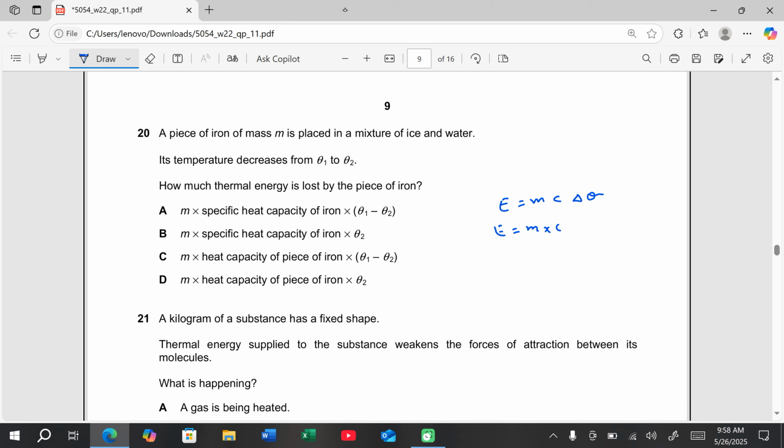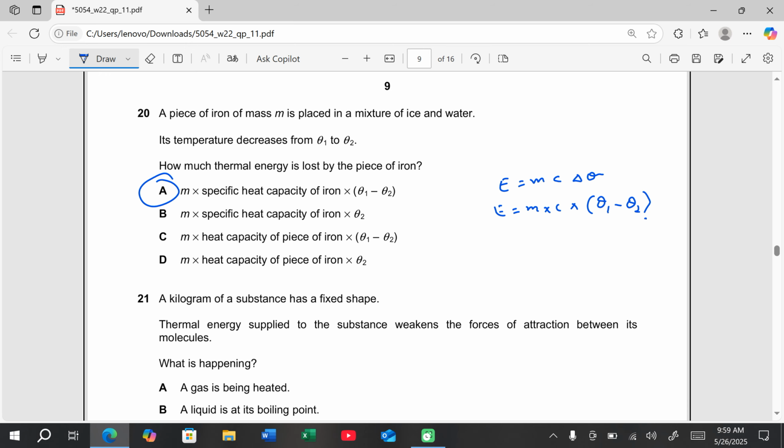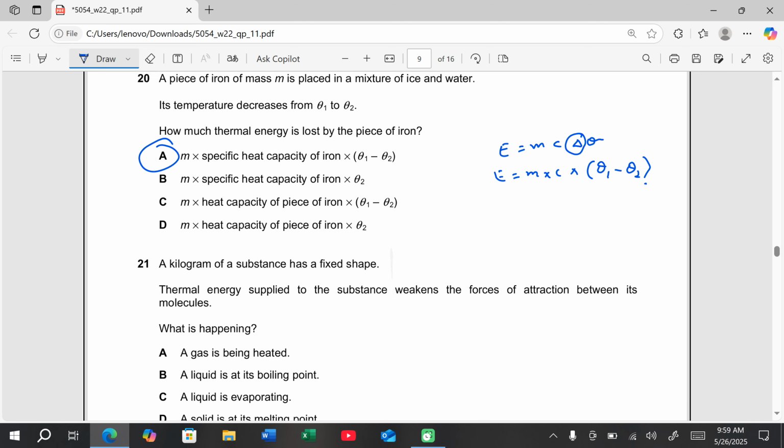M times specific heat capacity times change in temperature. Since it's a decrease, theta 1 has to be the larger one, and that delta means change in temperature, so that's why we have used minus.